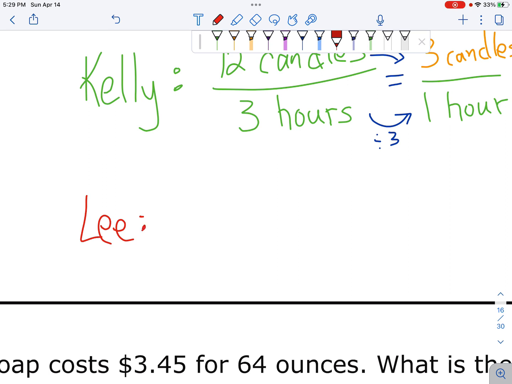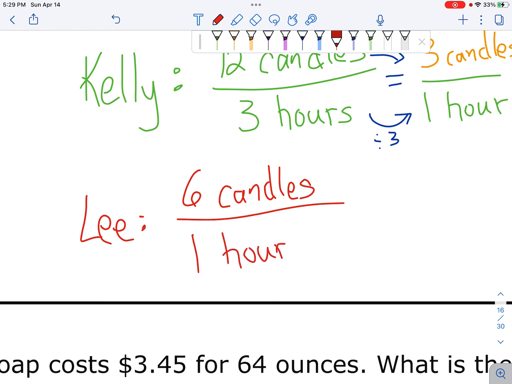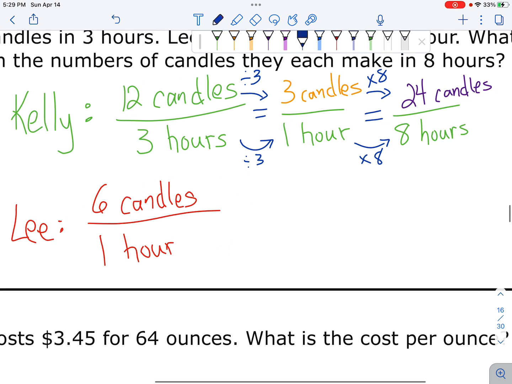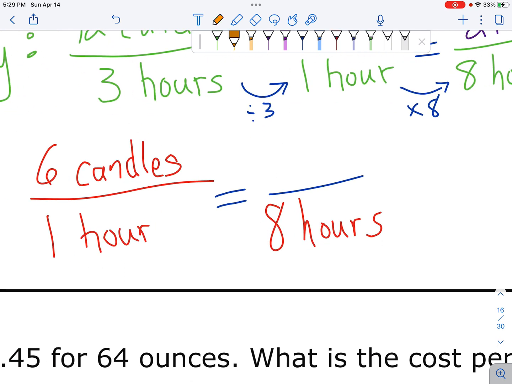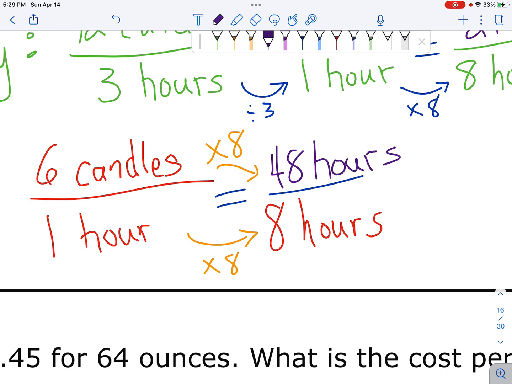Lee makes 6 candles in 1 hour. Okay? But we want to know after 8 hours. So we'll make that be 8 hours. This one's not so tricky. That's times 8. 6 times 8 is 48. So Lee can make, not 48 hours, can make 48 candles in 8 hours.